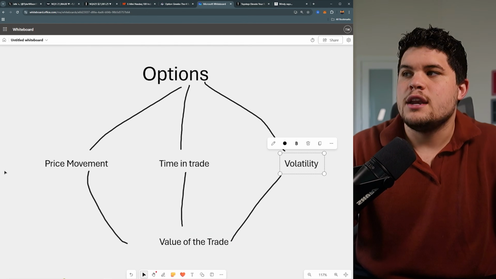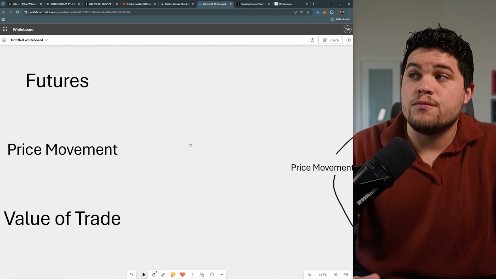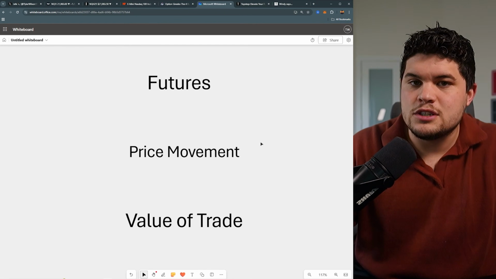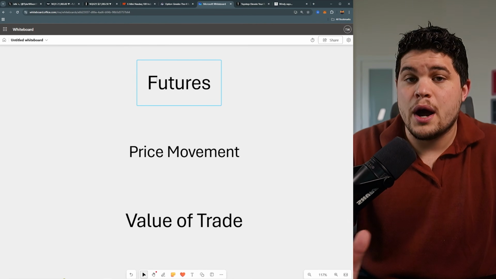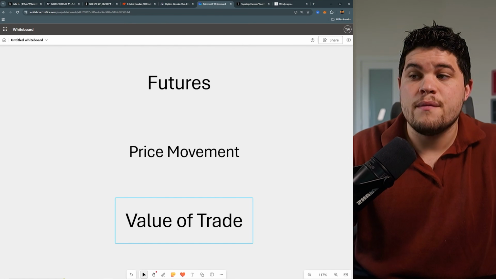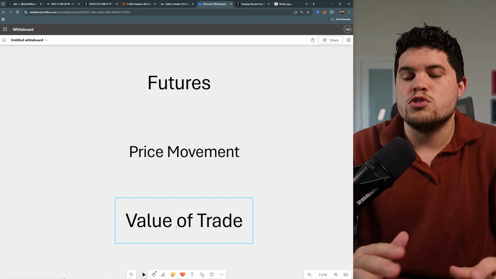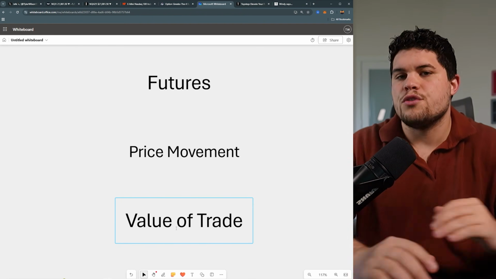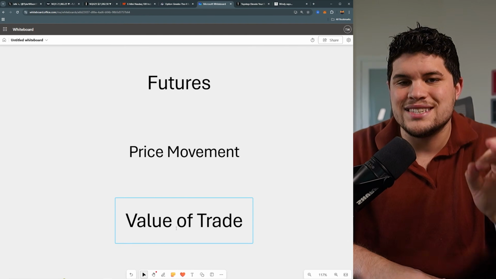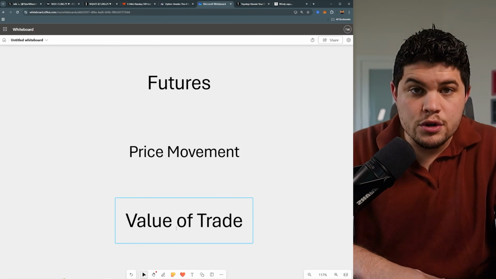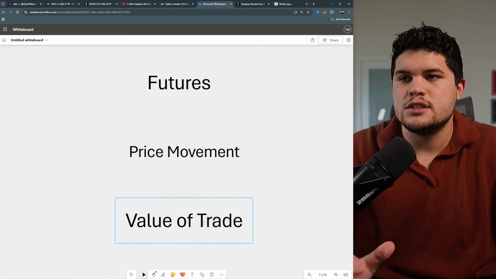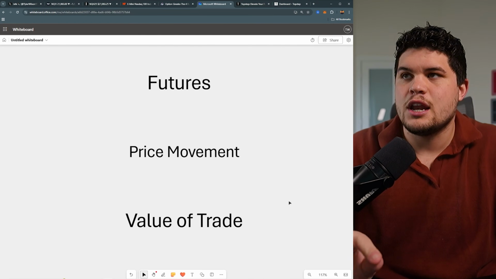Now, when I look at futures, okay, it's very simple, right? Futures, you buy your contract, it's your price movement. That's the value of the trade. There's nothing else that you really have to consider or think about except the overall movement of what's happening with futures. And I'll go into futures and what they are and things like that here in a second. But that's the biggest thing that I will explain.